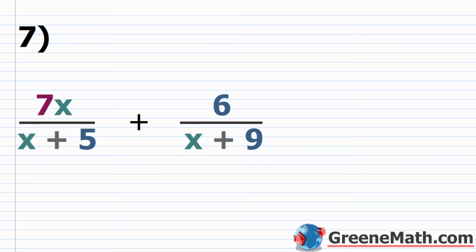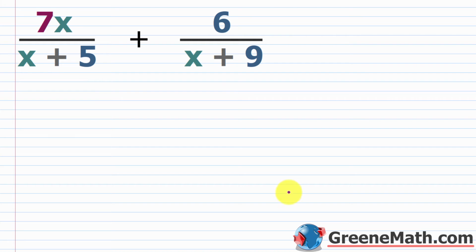Okay, let's look at problem number 7. So we have 7x over x plus 5, plus we have 6 over x plus 9. So let me slide down here a little bit and see what we're working with. So again, it's just going to be the product of the two denominators for the LCD. Can't really pull anything out, can't really simplify. So let's just take 7x and multiply by the quantity x plus 9. So again, this guy needs to multiply by this guy. Then plus, I'm going to take this 6. And what do I need?